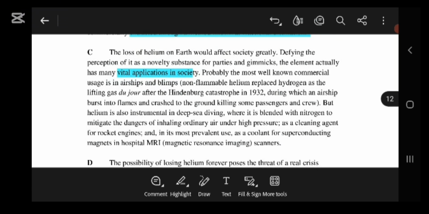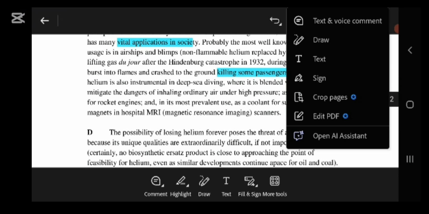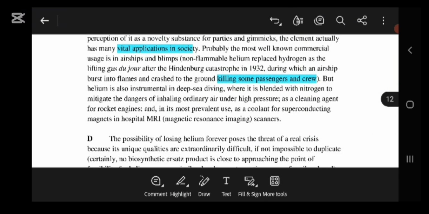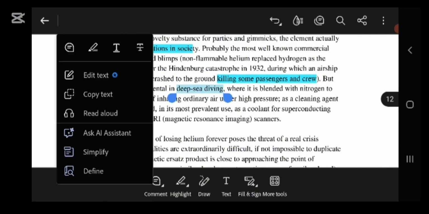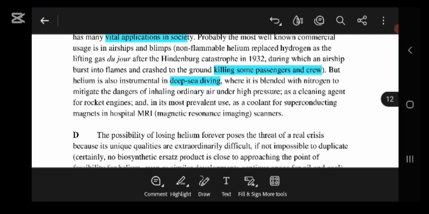Oh, I think there's something inside that bracket, during which an airship burst into flames and crashed on the ground, killing some passengers. Oh, this is causing harm. But helium, remember, if you watch one of our previous videos, I mentioned how important it is to note transitions, all right? Whenever you have a transitional word, they are often used to introduce a point that is important for a correct answer. But helium is also instrumental in deep sea diving. Okay, this is pointing to an activity. So does helium mentioned here make the activity safer? You can tell at this point, where it is blended with nitrogen to mitigate the danger.